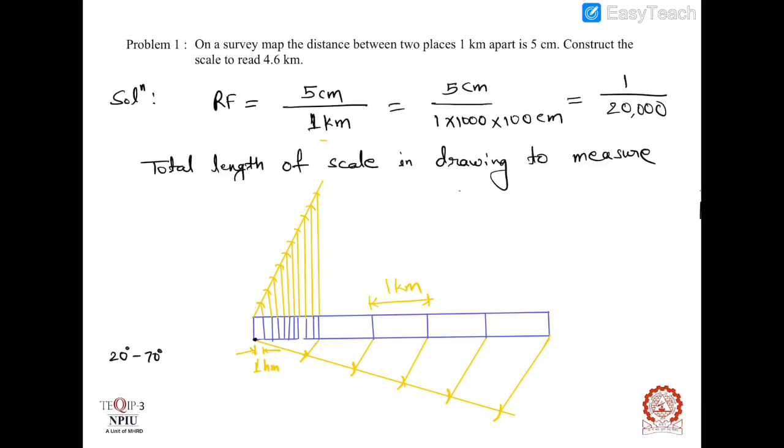How you have to mark here? This will be your 0, this will be 1, 2, 3, 4. In this manner you have to do marking on this scale. And here this is 1, 2, 3, 4, 5, 6, 7, 8, 9 and 10. So you need not mark each division here, just keep here 5 and here 10. Okay.